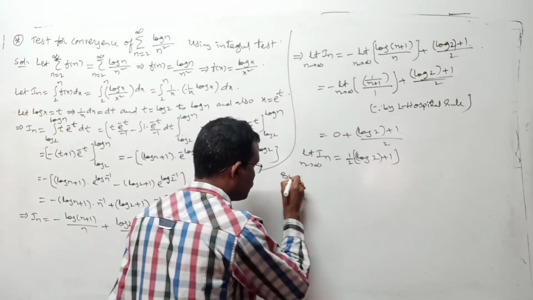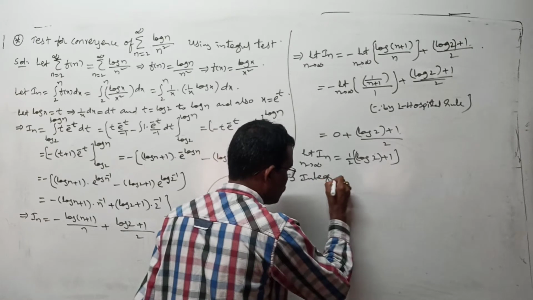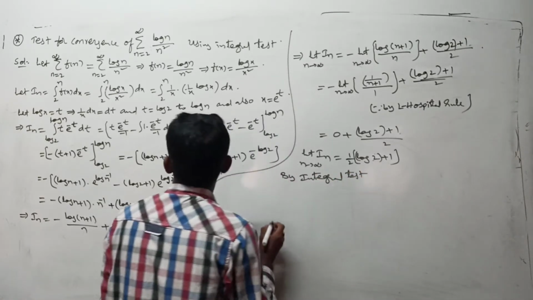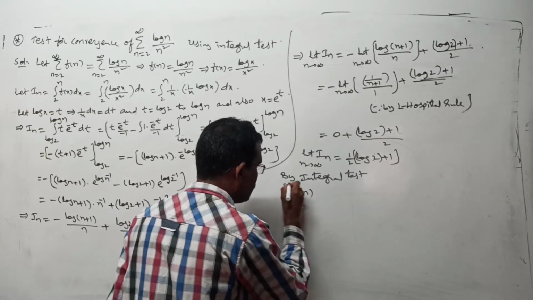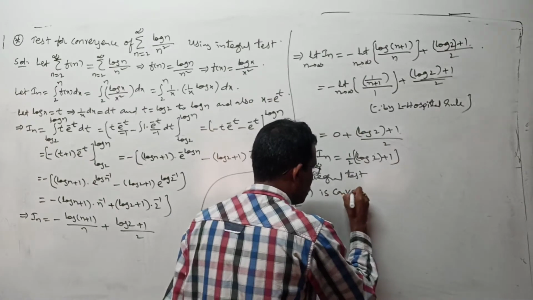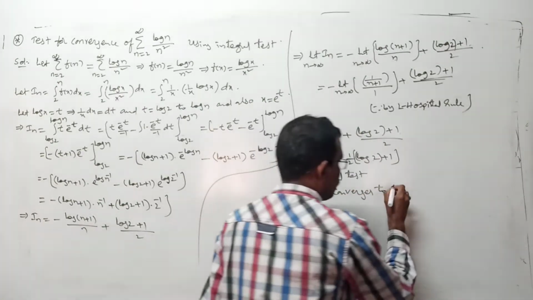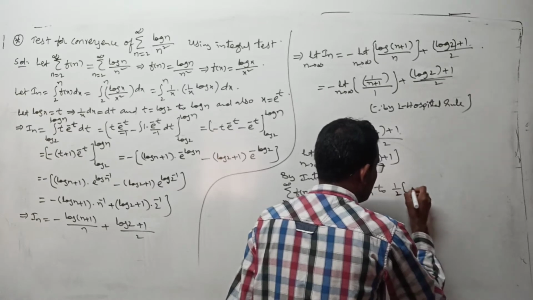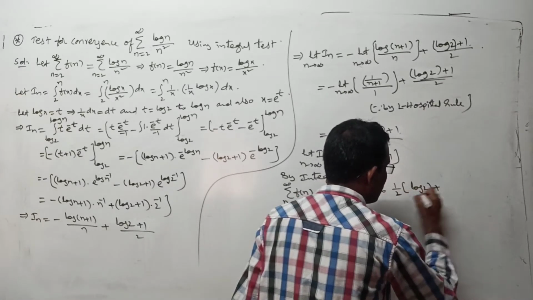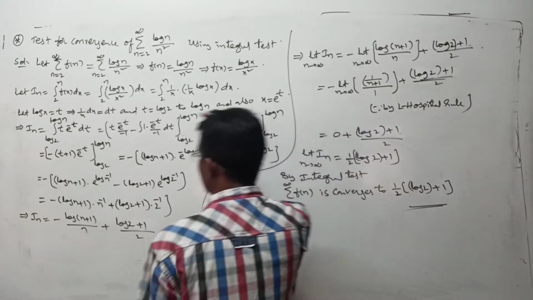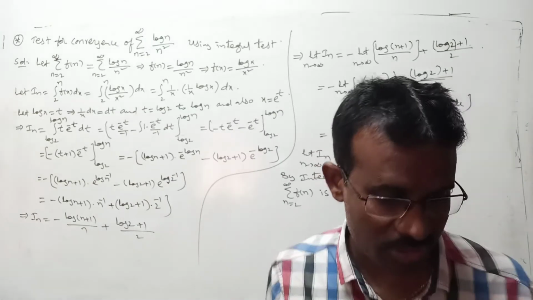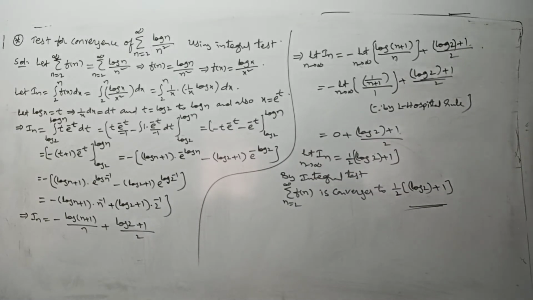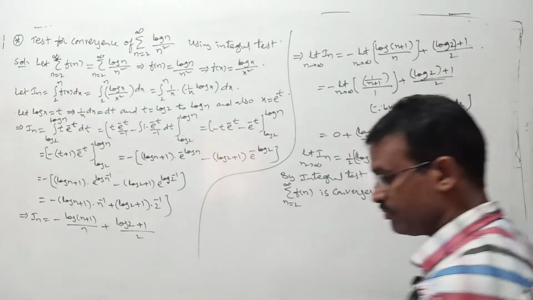By integral test, sigma f of n from n equal to 2 to infinity converges to 1 by 2 into log 2 plus 1. That means your given series is what? Convergent series. This is also one special, important question. Yes, go for the next question.